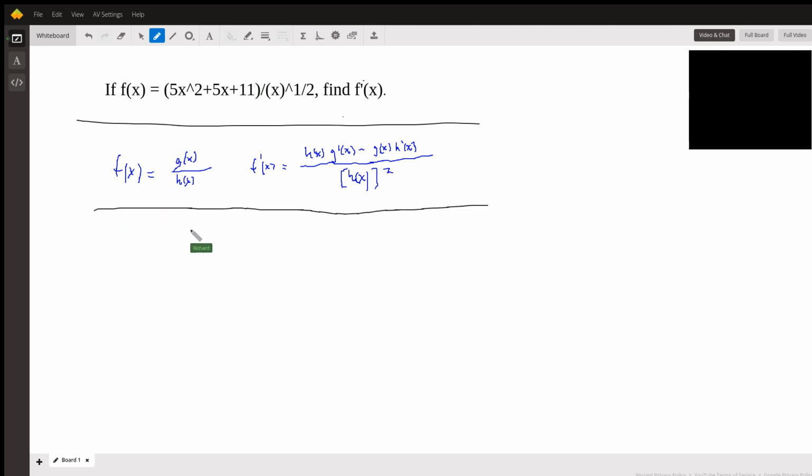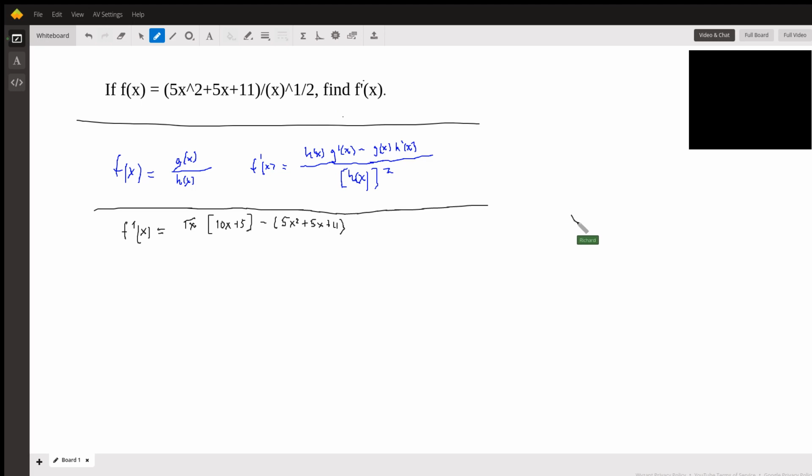So in our problem, f prime of x is going to be the denominator, which is x to the 1/2, which I'll write as the square root of x. Derivative of the numerator, this is 5x squared, so we're just using power rule here. So it's just going to be 10x plus 5, minus the numerator, 5x squared plus 5x plus 11, times the derivative of the denominator.